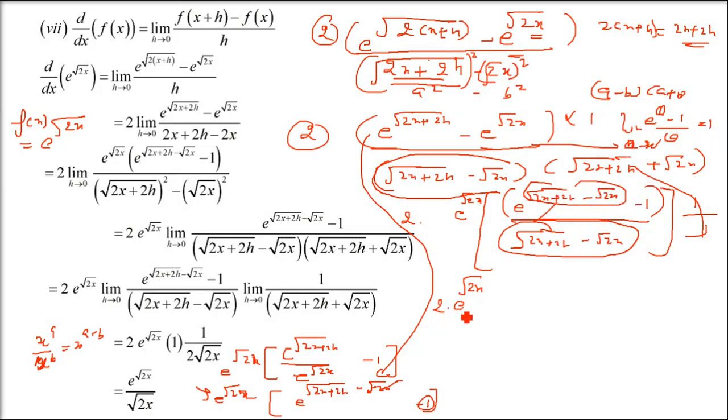2 dot e raised under root 2x, and this is going to be 1. And what about this under root? I'll take it later, I told you. Now just apply the limit. h is 0, 2h is 0. Under root 2x and under root 2x will come, that is 2 under root 2x will come. 2 under root 2x, 2 gets cancelled. You have e raised under root 2x divided by under root 2x. This is the final answer.